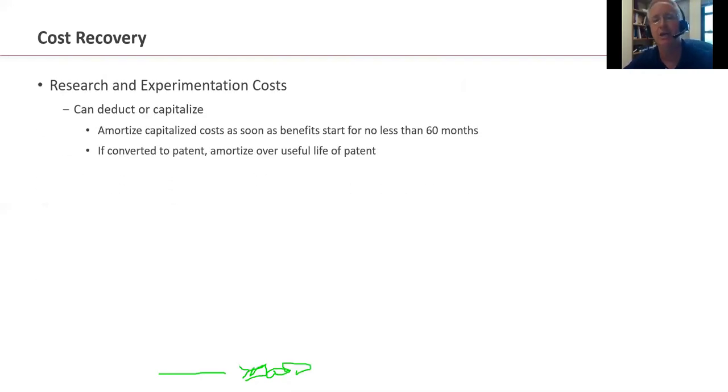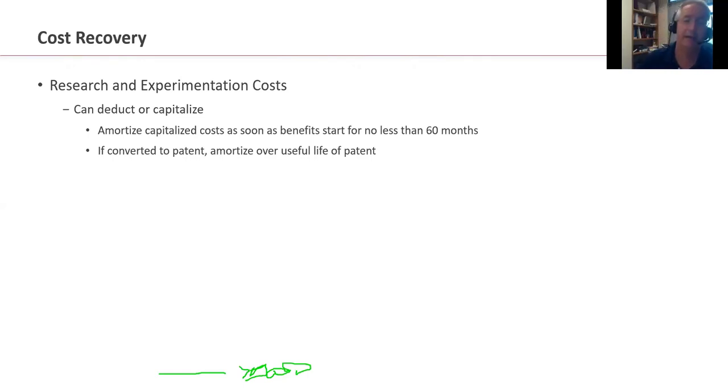R&E costs. So R&E costs can either be deducted or capitalized. If I capitalize my R&E costs, then I have to amortize them for a period as soon as I start using whatever it is I spent them on. And I have to amortize it in no less than 5 years or 60 months. If I end up converting those costs into a patent, then I amortize that over the useful life of the patent. Okay, so before we go any farther, let's talk about R&E for a second.